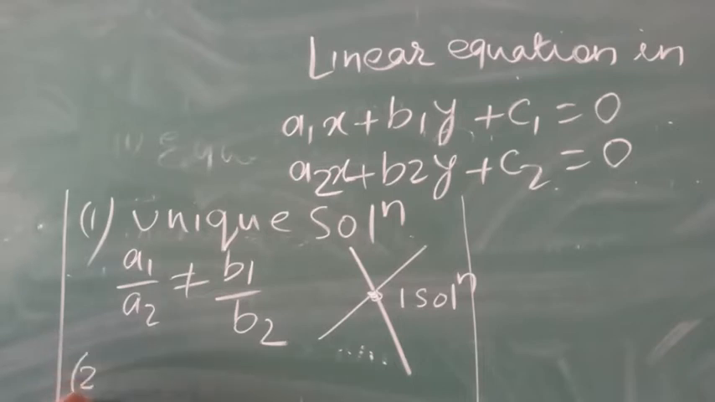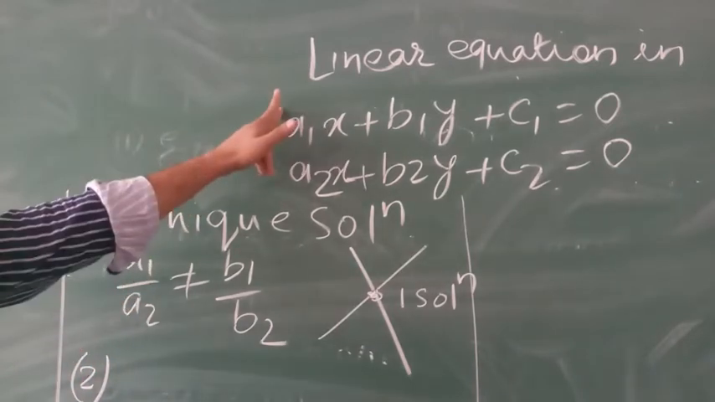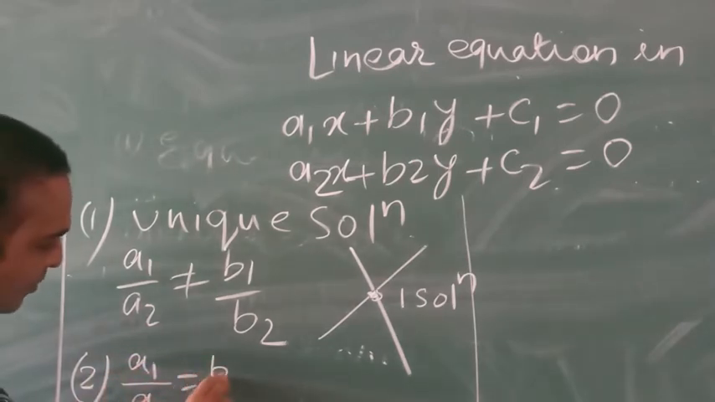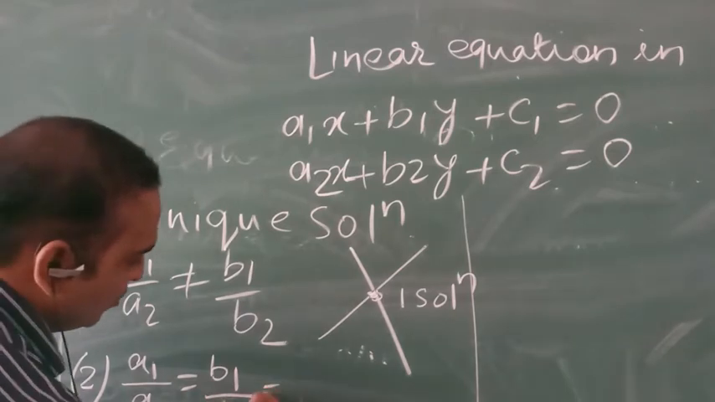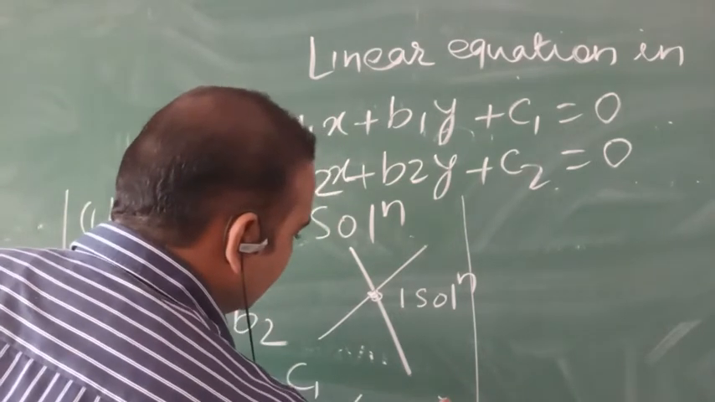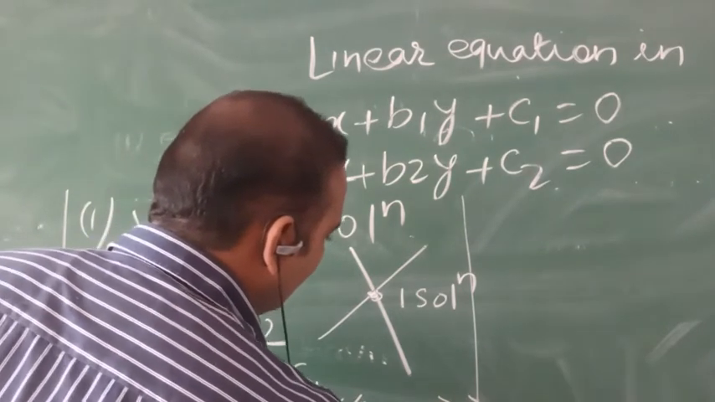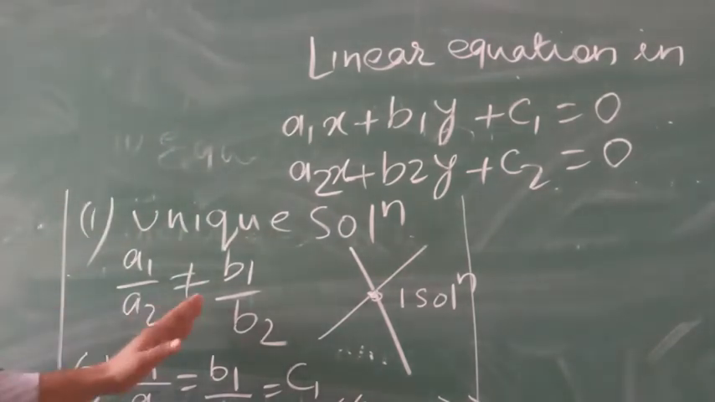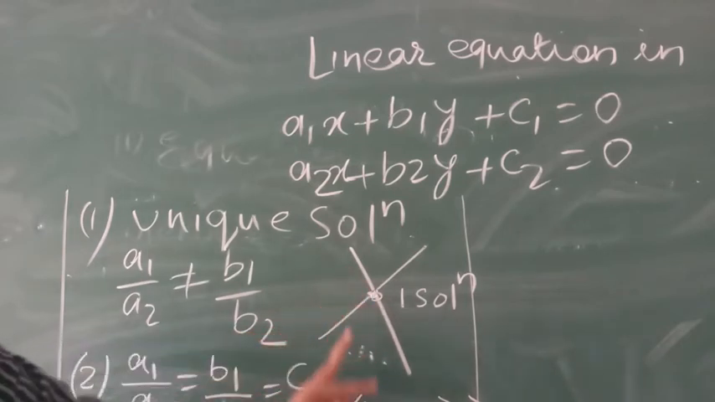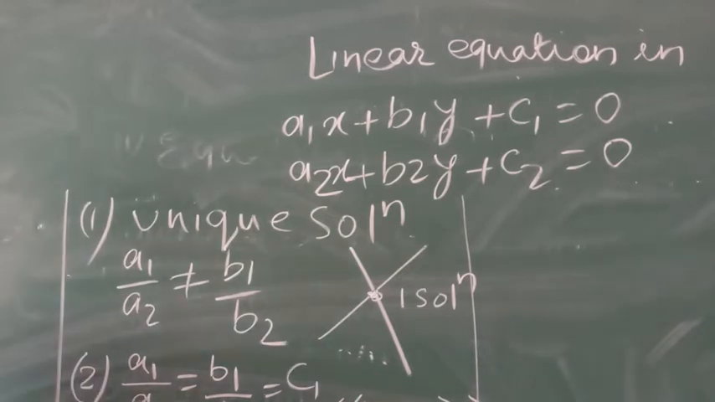Similarly, if the equations have many solutions, then a1 by a2 equal to b1 by b2 equal to c1 by c2, that means the 2 lines coincide with each other. In one solution, lines intersect at a point. In many solutions, lines coincide, that is, lines superimpose each other.